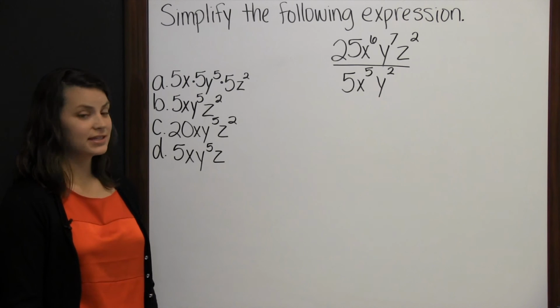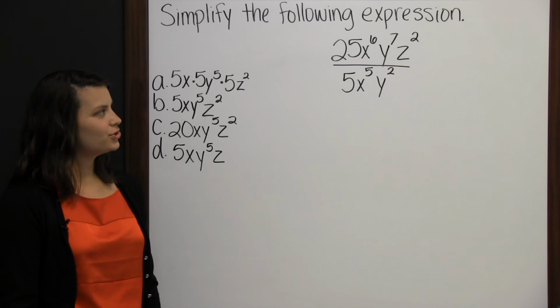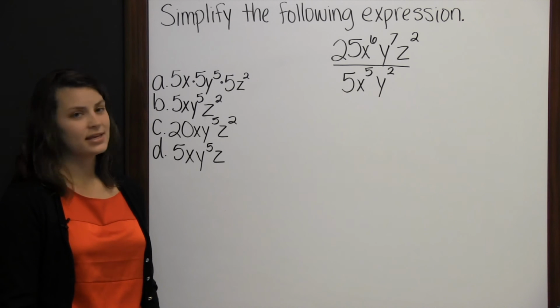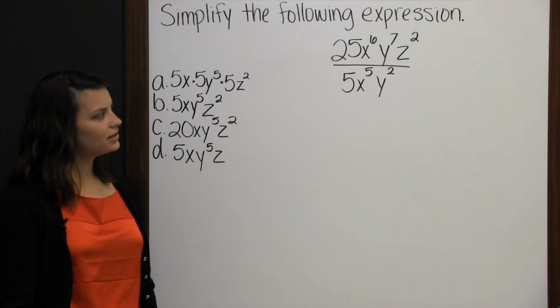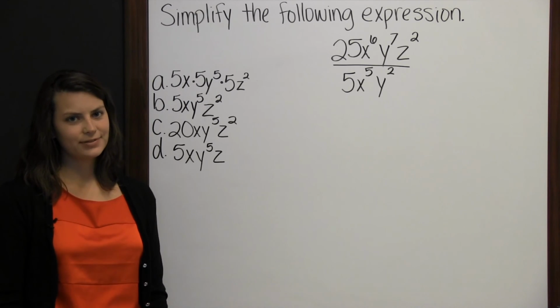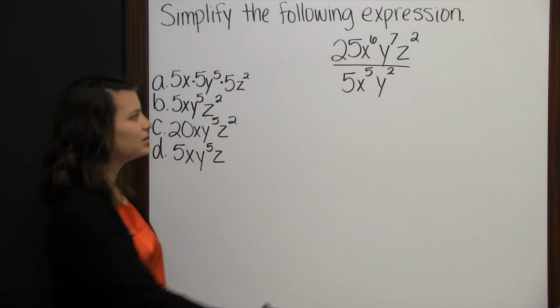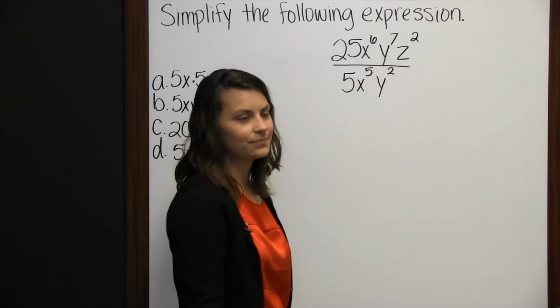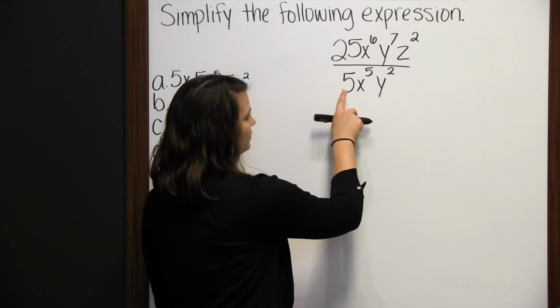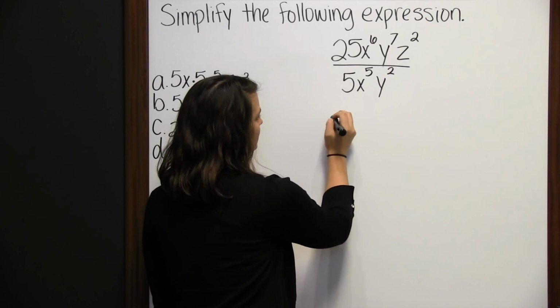Simplify the following expression. 25x to the 6th, y to the 7th, z squared, divided by 5x to the 5th, y squared. I'm going to start by simplifying 25/5. 25 divided by 5 is 5.